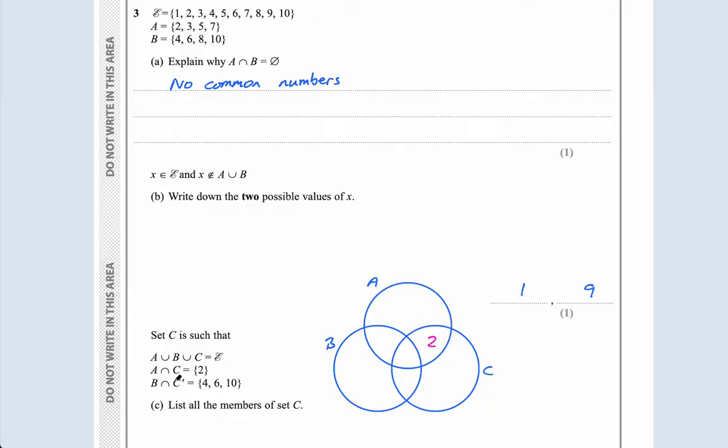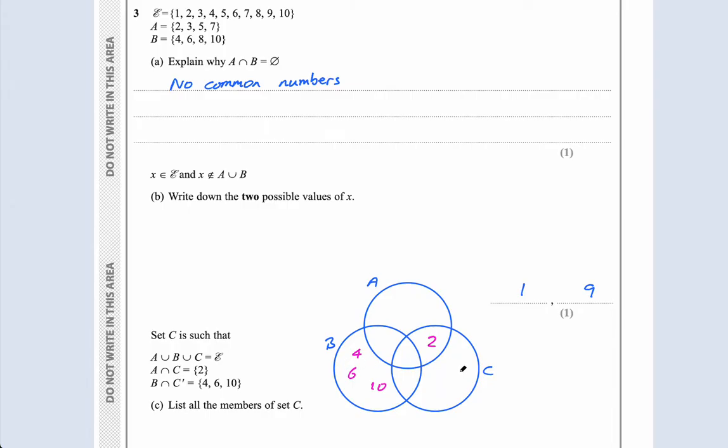B intersection not C. So that's what's in B and not in C is 4, 6, and 10. Okay, so 4, 6, and 10 are in B and they're not in C. So I'm going to put 4, 6, and 10 here. Are any of them in A? No. So I'm going to put 4, 6, and 10 here.